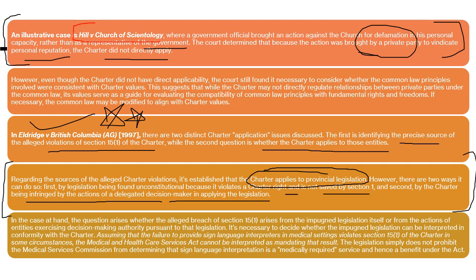So in the case at hand, this Eldridge case, the question arises whether the alleged breach of section 15(1) arises from the impugned legislation itself or from the action of the person who was the main decision making authority under this law. It's necessary to decide whether the impugned legislation can be interpreted in conformity with the Charter. So, failure to provide sign language. There was a medical setting, and a few people in that hospital setting needed sign language interpretation. So section 15(1)'s provisions are definitely getting violated here.